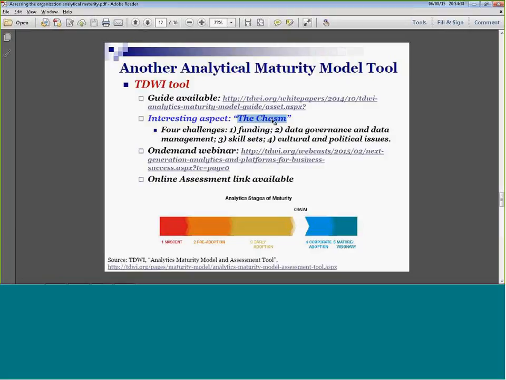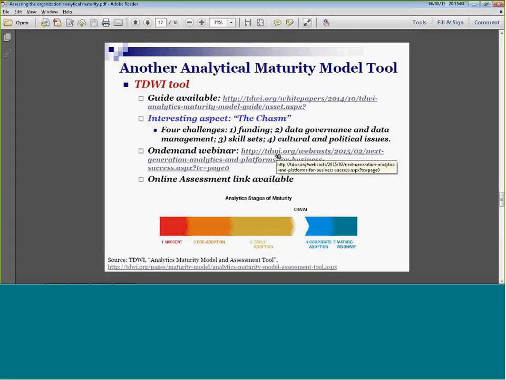Now, there was a book written called Crossing the Chasm many years ago, and there's an updated version of that, and I use that heavily in the business management kinds of courses I teach in the MBA program. But they talk about 4 challenges. Their approach is a little different. Funding, data governance, skill sets, cultural and political issues. A little different way of looking at where are we, okay? Funding, data governance and data management, skill sets, culture and political issues.